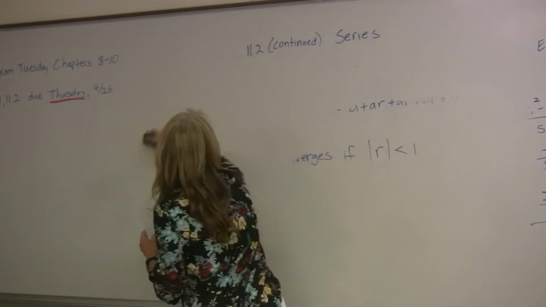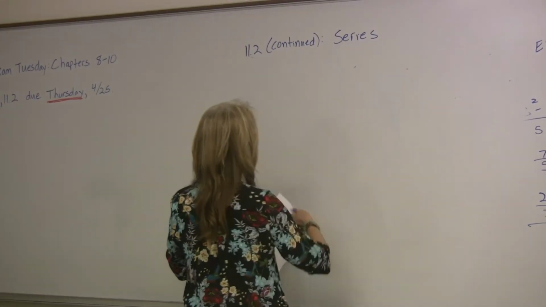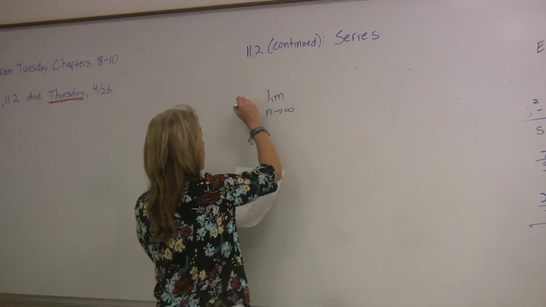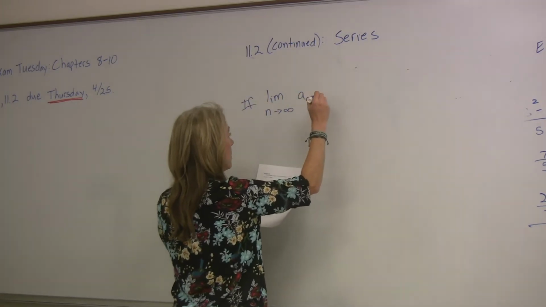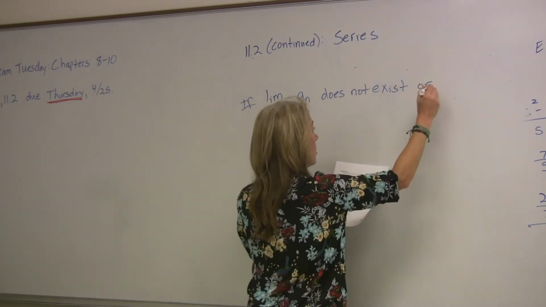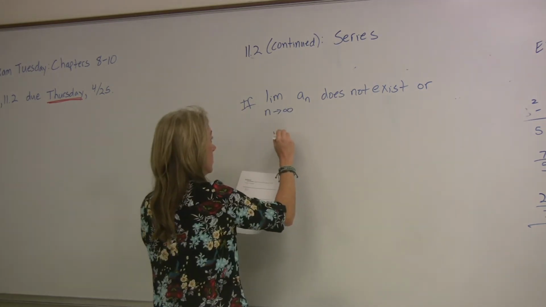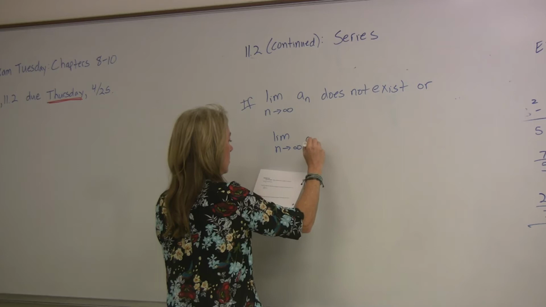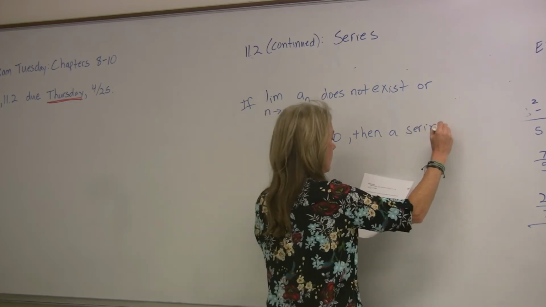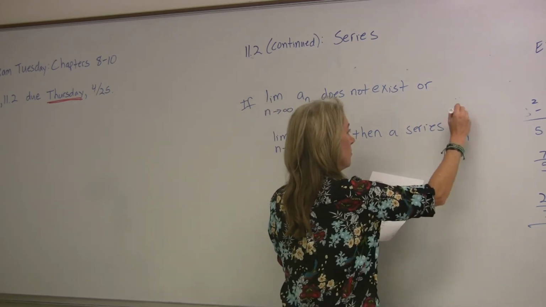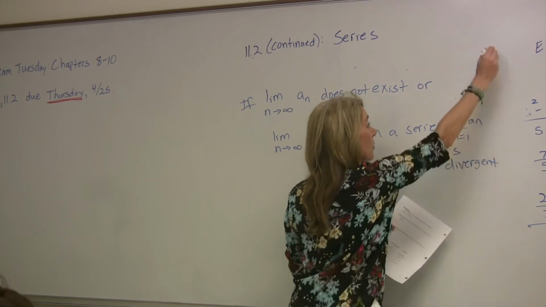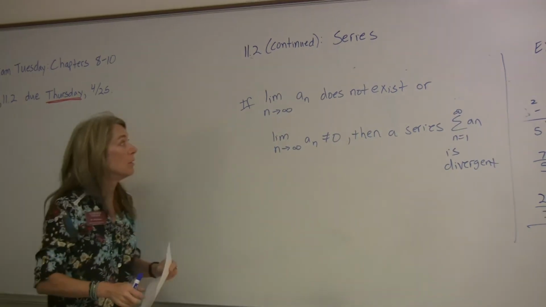Test for divergence. If the limit of an does not exist or does not equal 0, then the series is divergent. Now let's just talk about what that means. The contrary is not true.